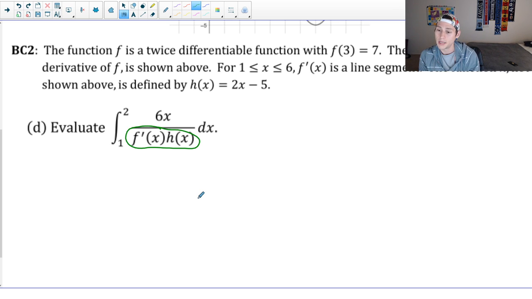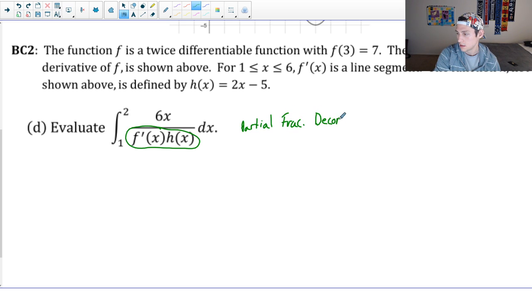Okay, so my next option would maybe be integration by parts, but that seems a little more complicated because I have like 3 different pieces, right? The 6x, the f prime, and the h. So what really clues me in when I look at this is that there is not only a denominator, but there is a product in the denominator. And so when there's a product in the denominator, what I'm thinking is that I'm going to have to use partial fraction decomposition.